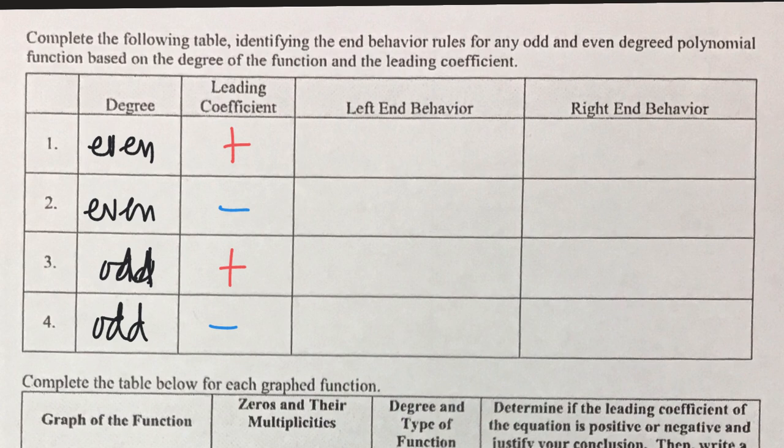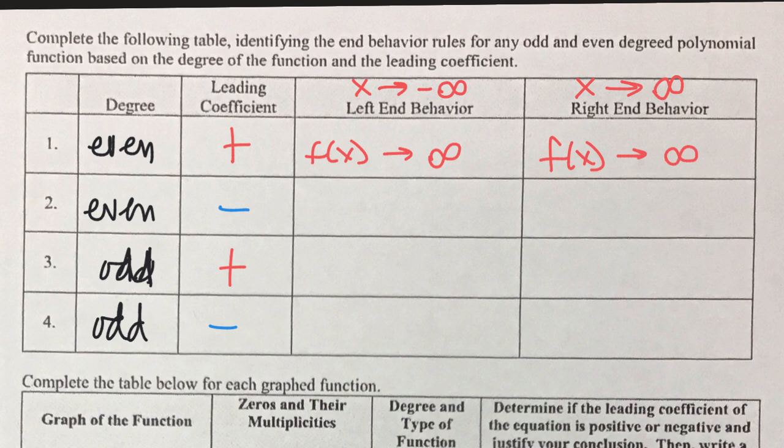To the left, the graph will rise if it's even, and to the right, the graph will rise. We're going to use more mathematical notation, not just rise or fall. As x approaches negative infinity, the y values approach positive infinity, so it goes up. And as x goes to positive infinity, the right side of the graph, our y values also go up. Rise means going up to positive infinity, and fall means going down to negative infinity.